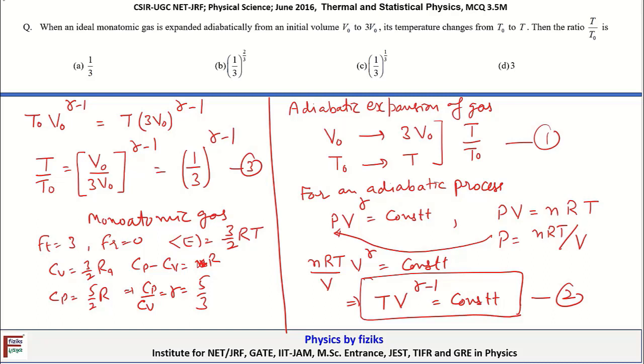So therefore T by T naught is equal to 1 by 3. When we substitute gamma equal to 5/3 here, we obtain 2/3. So therefore here the correct option is the one with 2/3.